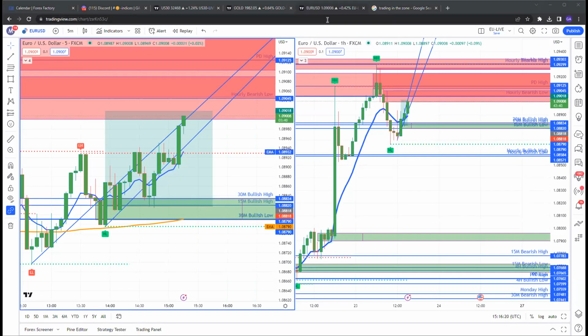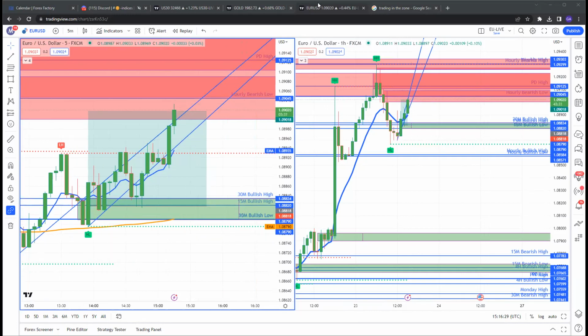Okay, perfect. So another win. There you go, full TP on that trade. There you go, full TP. So another amazing win. So we are still up.